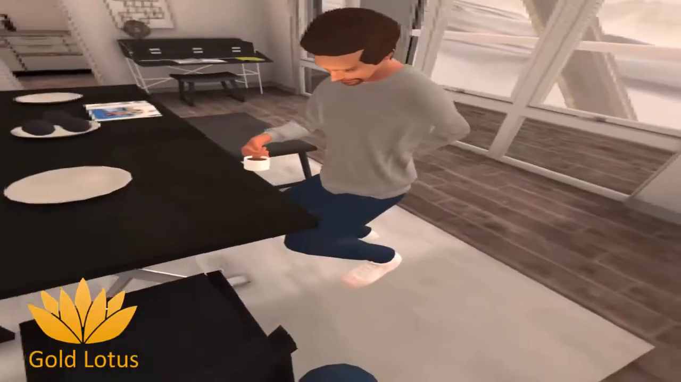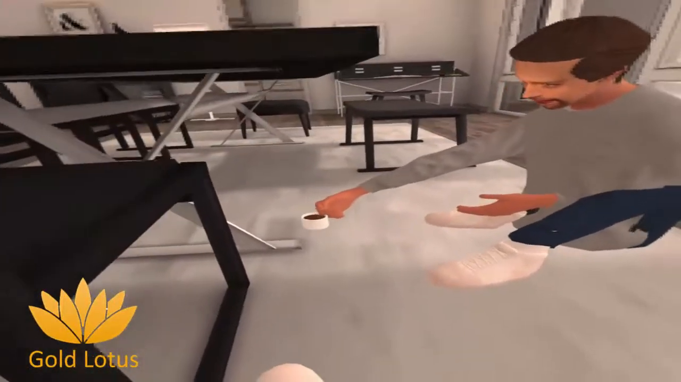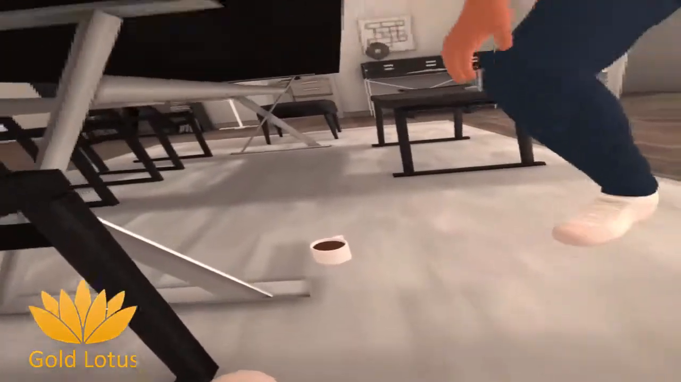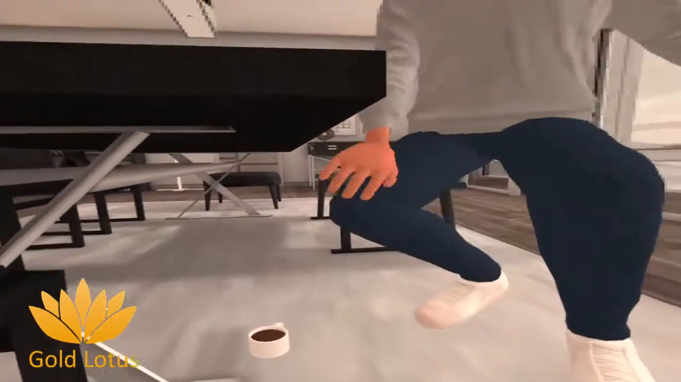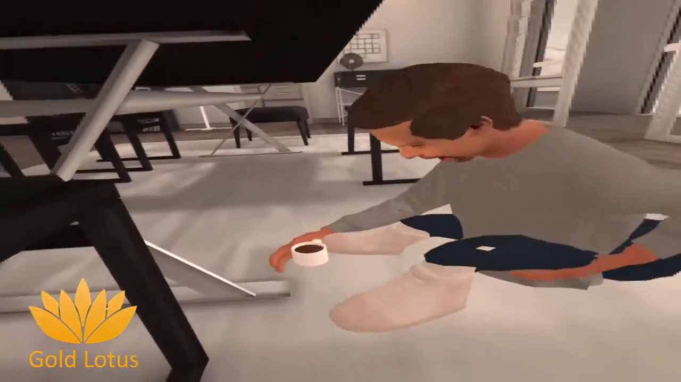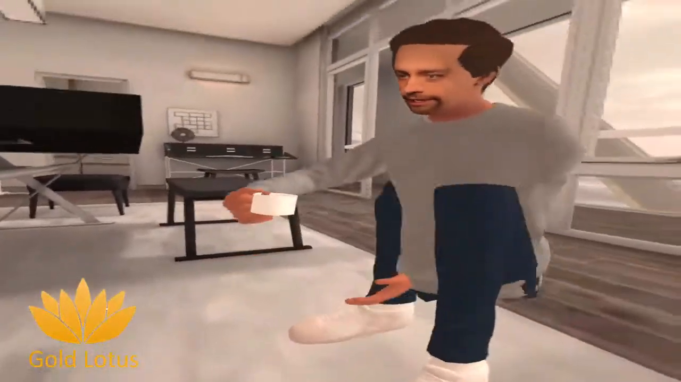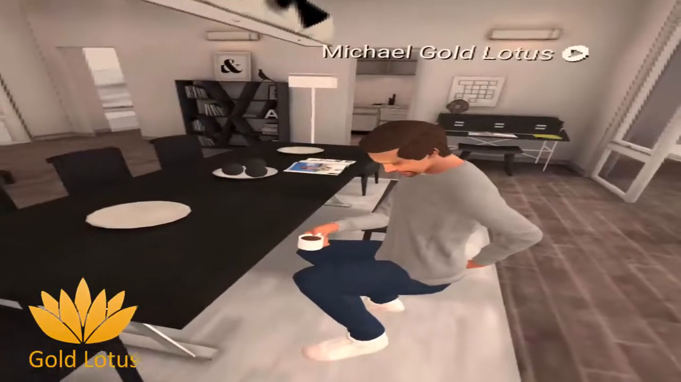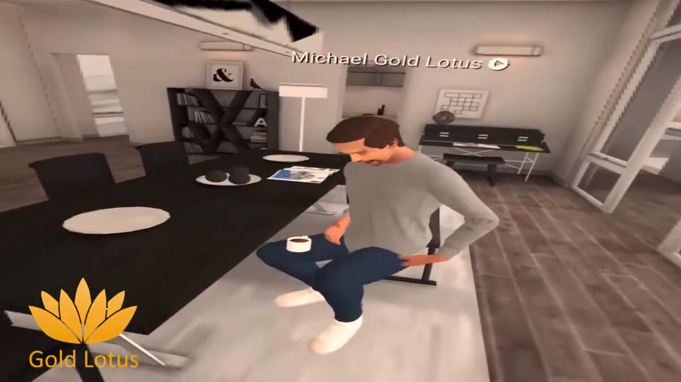Good. Let's bend down. And where is the cup now? Where is the cup? Good. The cup is under the table. It's under the table. Excellent. So, mind my head. Excellent. Now, with the power of virtual reality, let's do that.